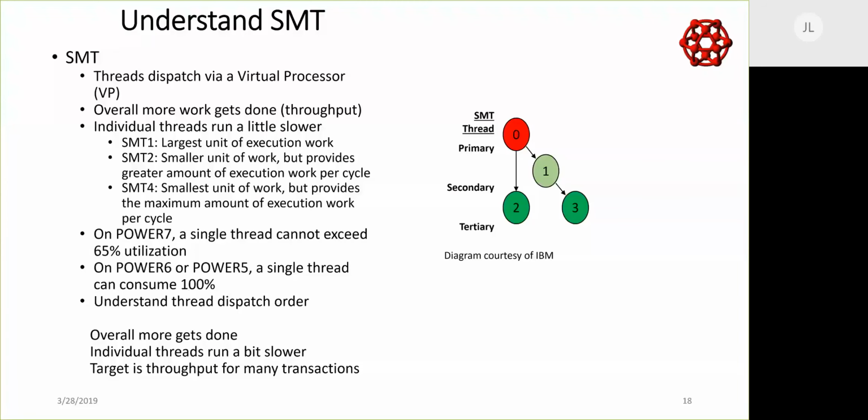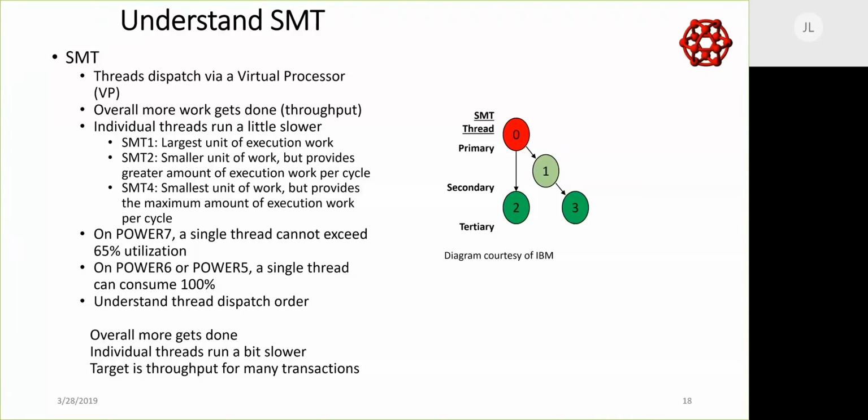There were some things that changed. With Power 5 and Power 6, a single thread could actually consume 100% of a core. As of Power 7, it can't exceed 65% before it kicks off some other work. And the way that it dispatches things is going to vary depending on whether you are Power 6 and lower or Power 7 and above.